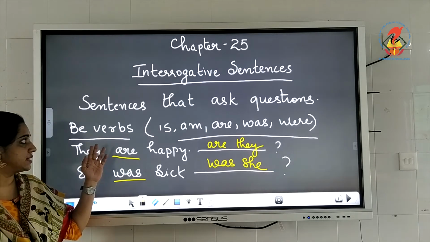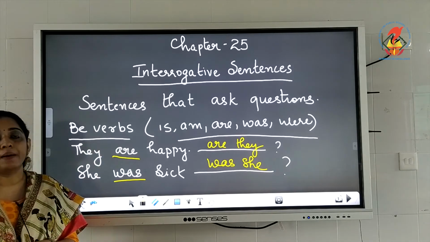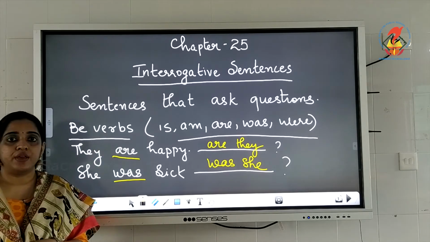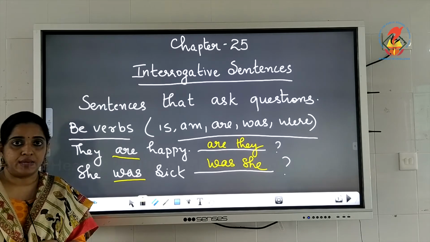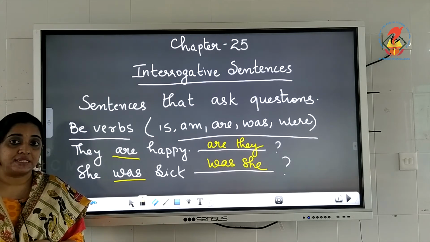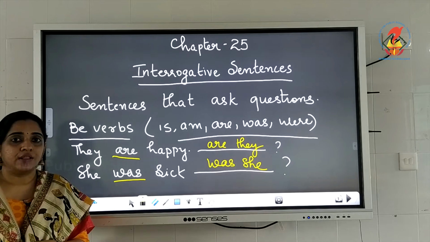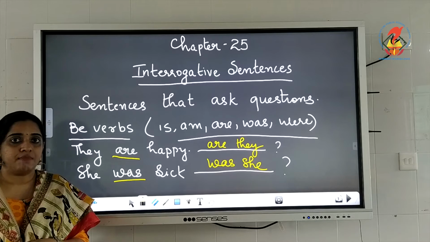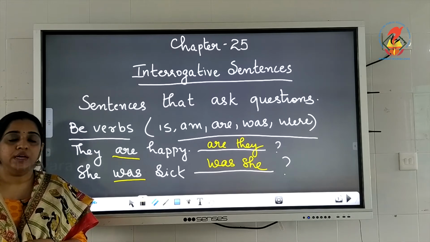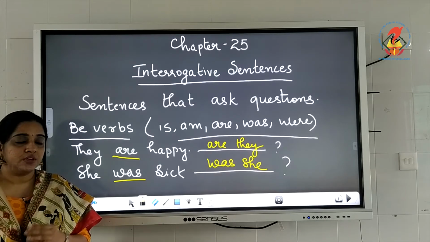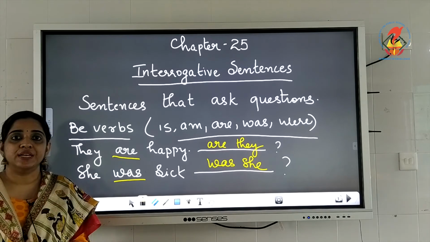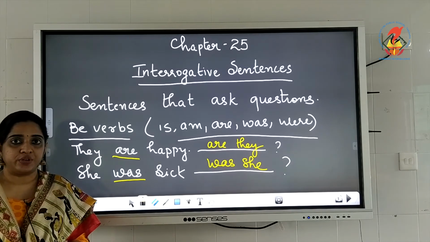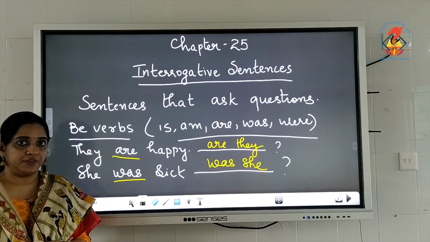Now let's study be verbs: is, am, are, was and were. We already studied this topic, be verbs, in the topic tenses. So just recall, what are be verbs? Be verbs are verbs like is, am, are, was, were. These are called be verbs. So if a be verb comes in a statement, how do we make a question? That's what we are going to study first.